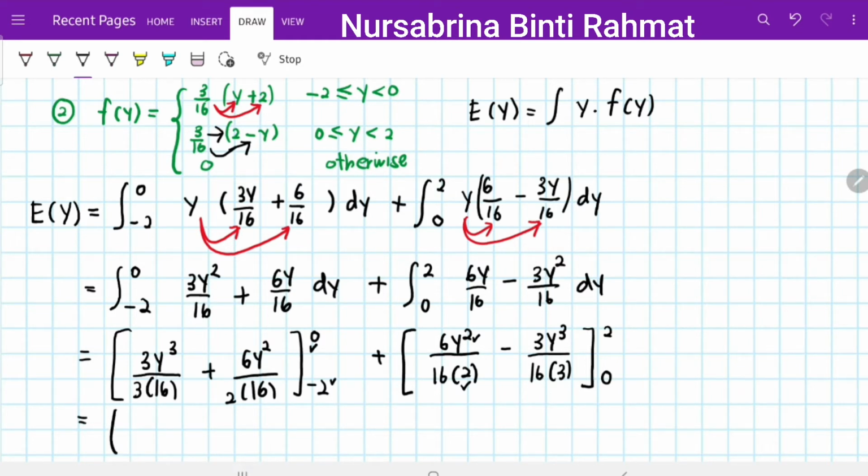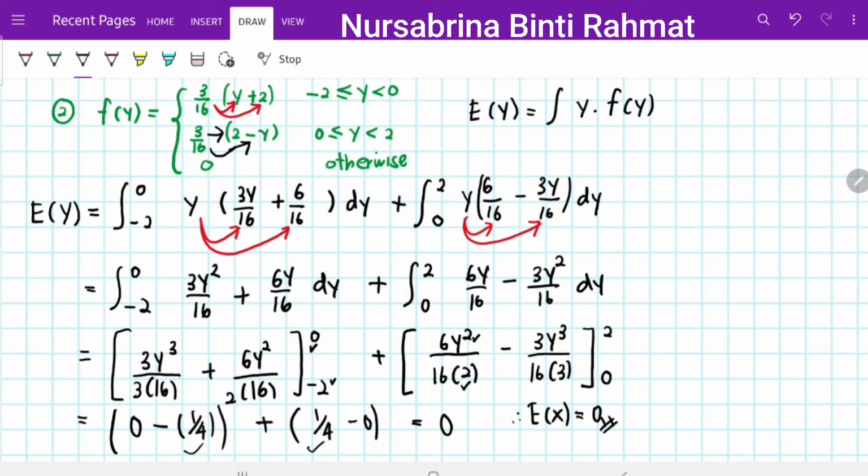So when it's 0, it's 0 minus, when I substitute y with negative 2, the answer becomes 1 over 4. Plus this one, when we replace it with 2, equals 1 over 4. And when y equals 0, it becomes 0. So when we simplify it further, 0 minus 1 over 4 plus 1 over 4. So negative 1 over 4 meets 1 over 4, so it becomes 0. So your EX equals 0 for this one.